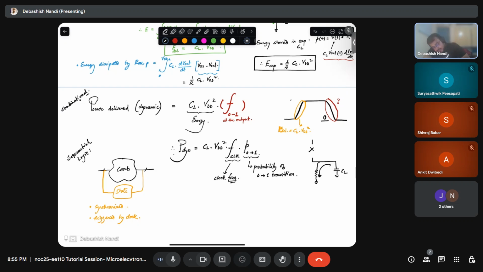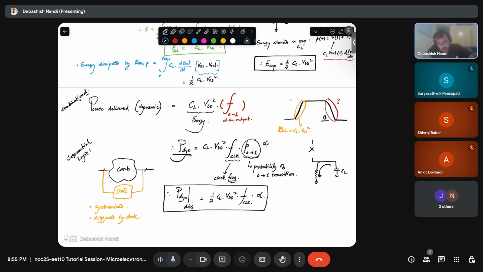Because see, this is the power that is being delivered by the battery. But there will be equivalent power being dissipated. So what will be your P dynamic dissipated? It will be just half of this, right? And this P 0 to 1 is often also called the activity factor or alpha. So this is what is dissipated. So how is this power being dissipated from the resistance? In what form of energy? In the form of heat, right?